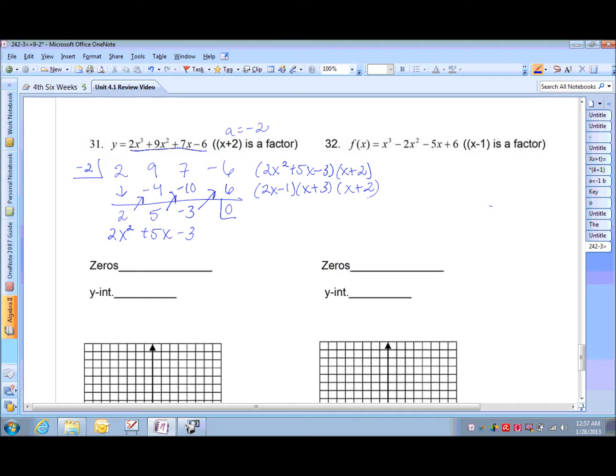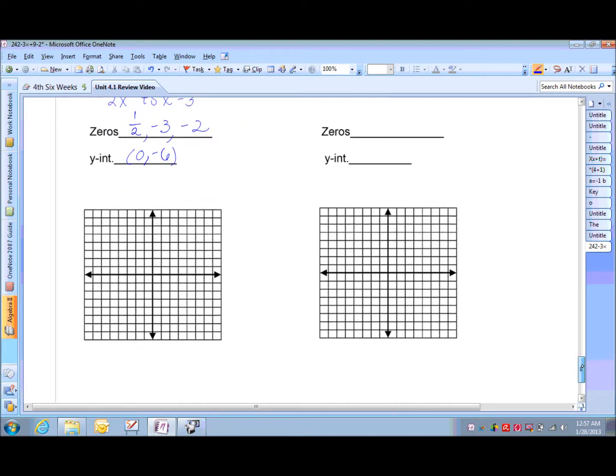Okay, so we need to figure out what our zeros are. And our zeros in this case are going to be, if you look closely, what makes this 0. The x value that makes this set of parentheses 0 is 1/2, because 2 times 1/2 minus 1 is 0. So our first 0 is 1/2. Our second 0 is negative 3. And our last 0 is negative 2. Our y-intercept is at 0, negative 6.